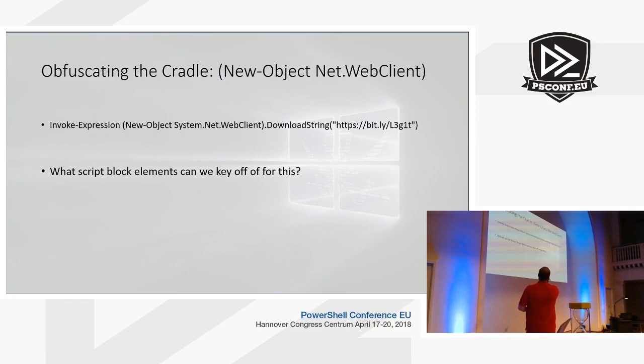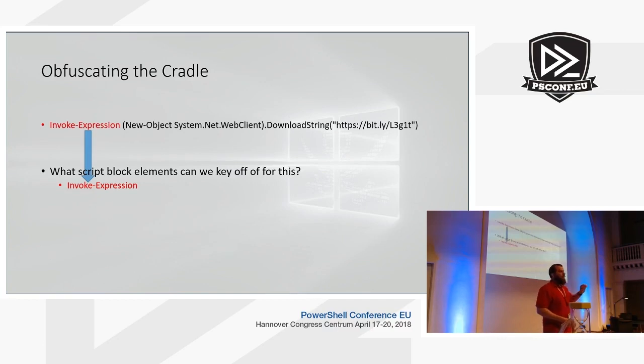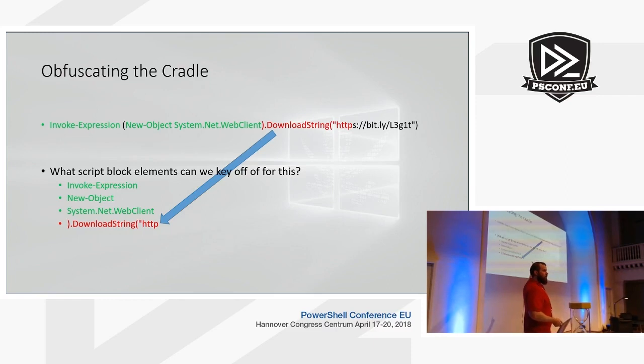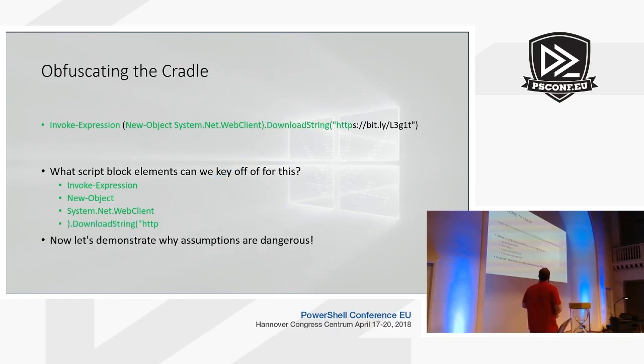And if we see this on the command line or in script block log, what are things that we could key off of to detect if this runs on any system in our environment? Because I want to know when this happens. Well, we could say, okay, if I see invoke expression, if I see new object, system.net.web client, and .download string HTTP, would that catch this command? It would. Awesome.